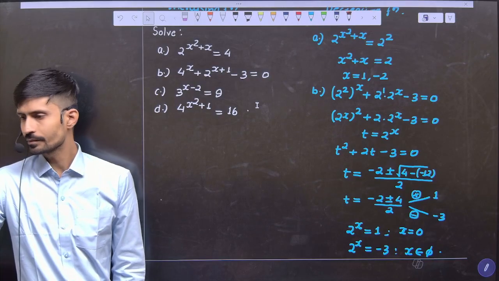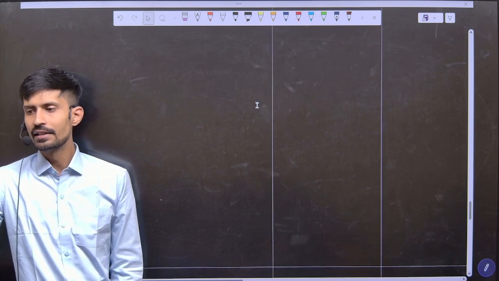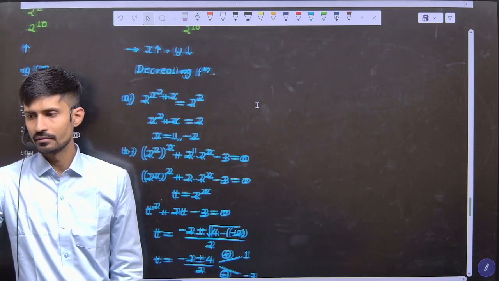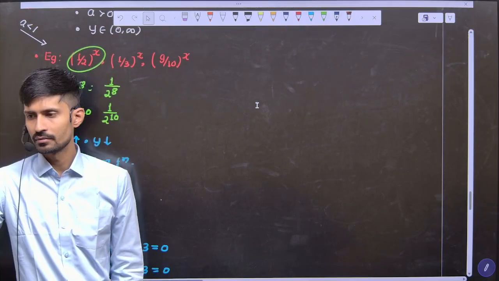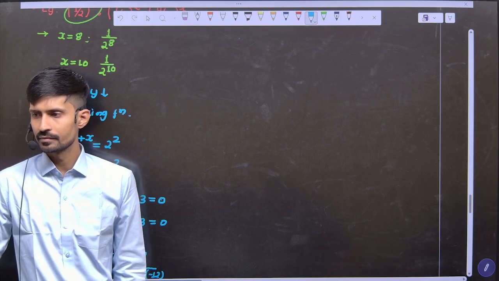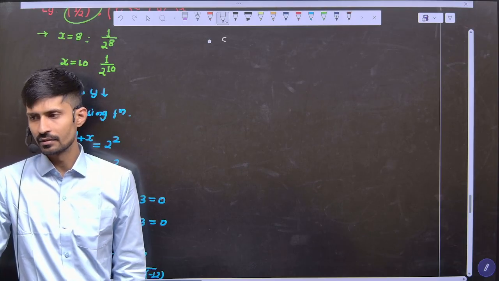Yes? Now write down next. Exponential inequation.